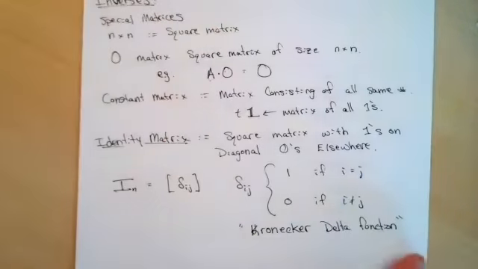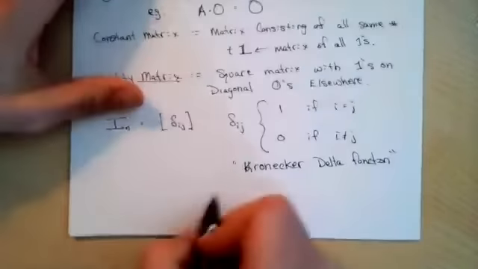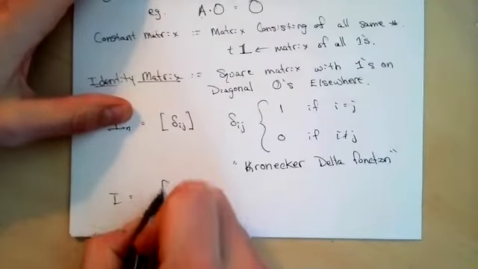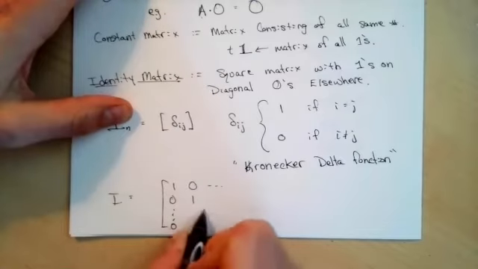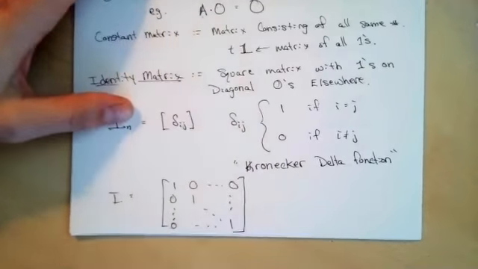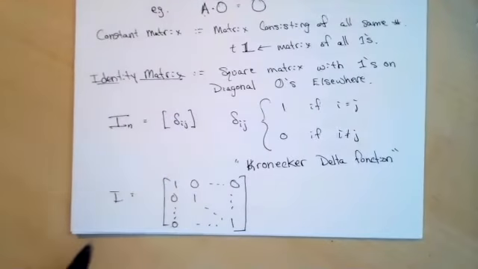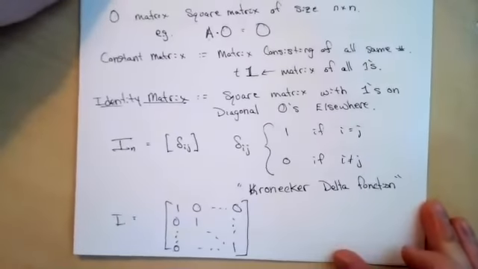So, the Kronecker delta function. If you're in physics, you'll probably see this. It'll come up time and again. And of course, if we were to draw out this matrix, we often write it something like this, implying that we have ones going on the diagonal, zeros everywhere else. Now, what is special about the identity matrix?